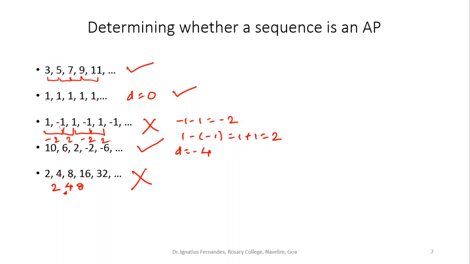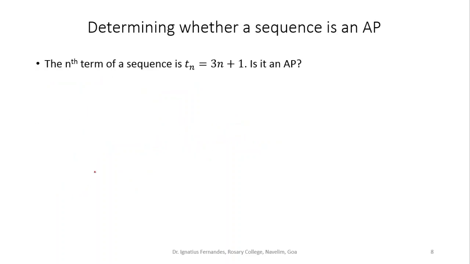Now this was when the sequence of numbers was in explicit form. Now in case a sequence is given in nth term form, so the nth term of the sequence is given, we want to determine whether it is an arithmetic progression or not. Now what is the condition? For the sequence to be an arithmetic progression, the difference between any two consecutive terms should be the same. So what will you do? Now the nth term is given to you, 3n plus 1.